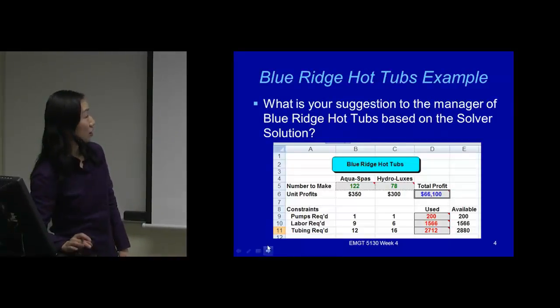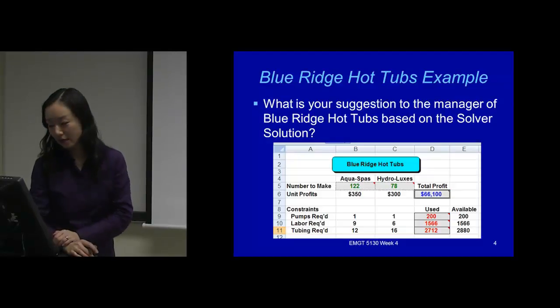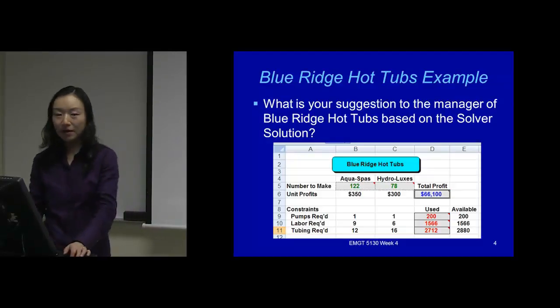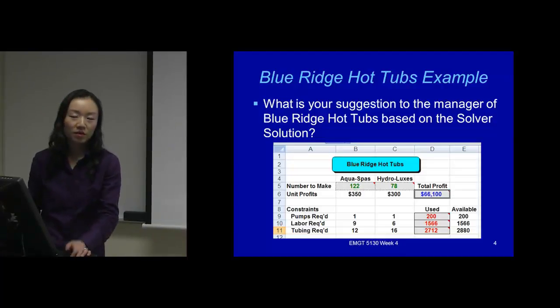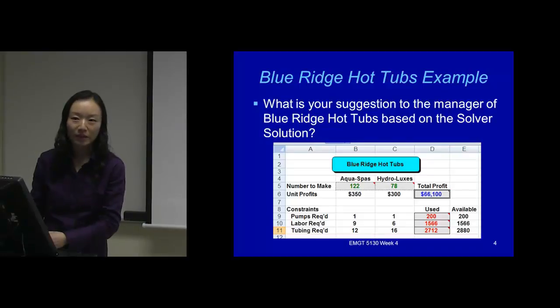Using that Blue Ridge hot tub problem, the very first example we talk about in this class. We implemented the model, solved it, and we got the solver solution. Okay. Based on this Excel spreadsheet, what are you going to suggest to the manager at the Blue Ridge hot tub company? You guys still remember the problem?